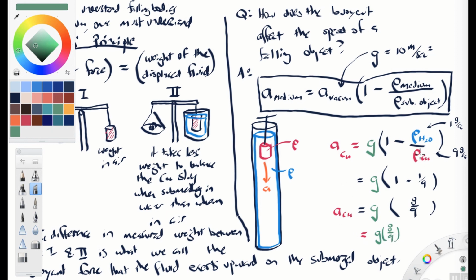Notice this ratio here implies that if you're dropping an object that has the exact same density as the medium, so let's say you're dropping this in some high density fluid that has a density of 9, you take 1 minus 9/9. 9/9 is 1. 1 minus 1 is 0. So that would mean that the acceleration would be equal to g times 0, or 0. There would be no acceleration. We would then say that the object is neutrally buoyant. It doesn't fall at all. That's because it has the same density as the medium.